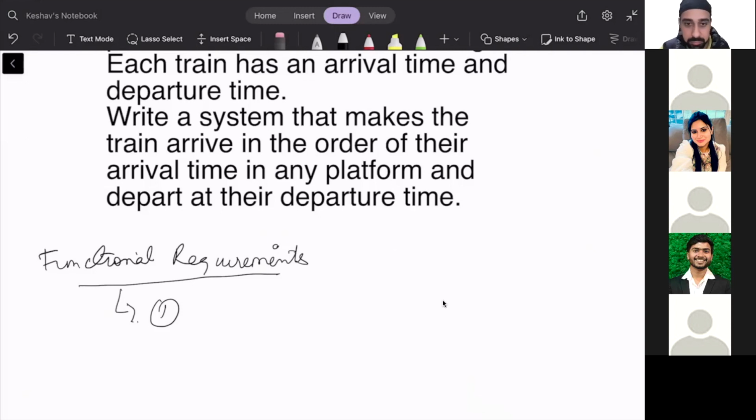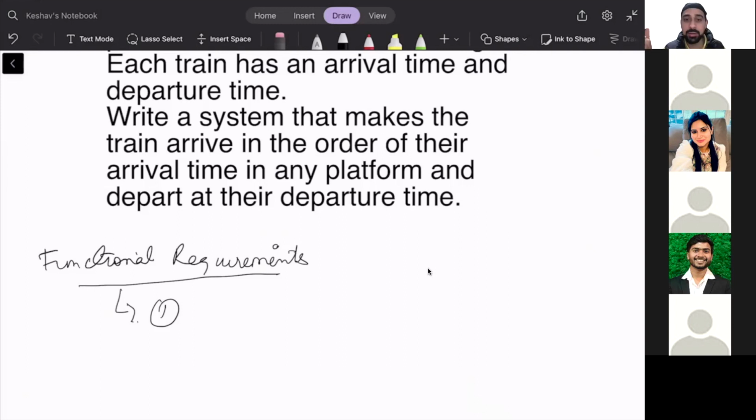Yeah. So, from a layman's perspective, if a train arrives, I will think about whether the platform is available or not. So whether that comes under a functional requirement or a non-functional requirement, that is my doubt. Platform availability is always a functional requirement because that's what you have to do.